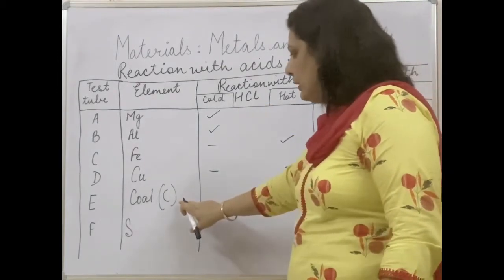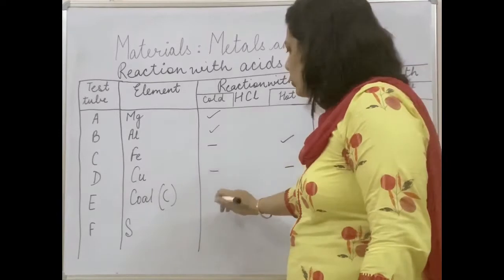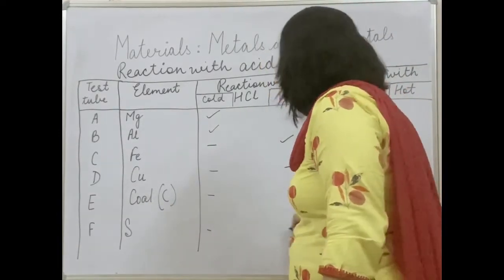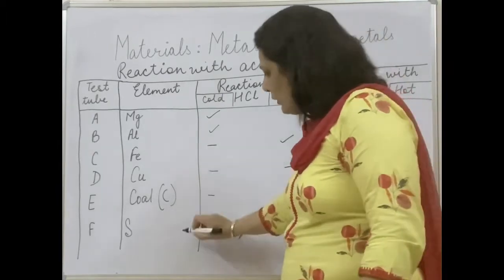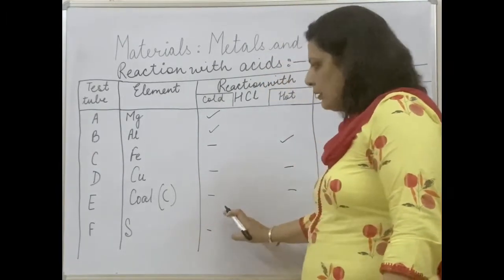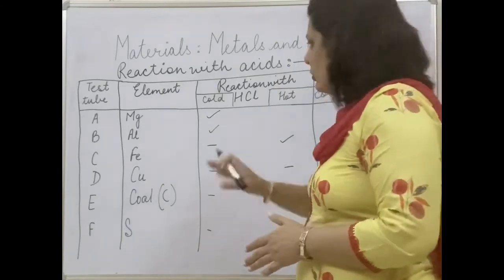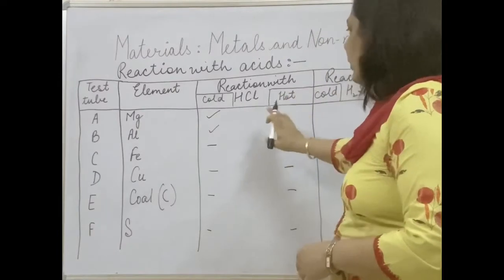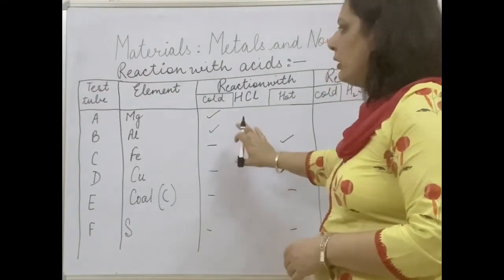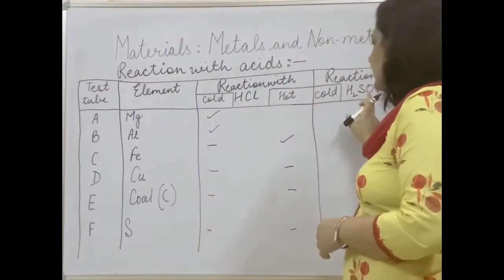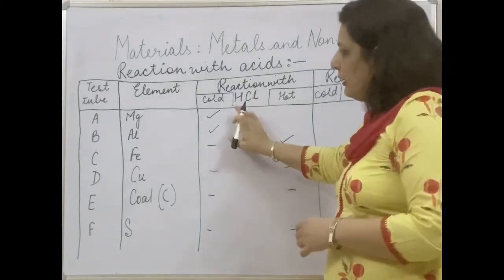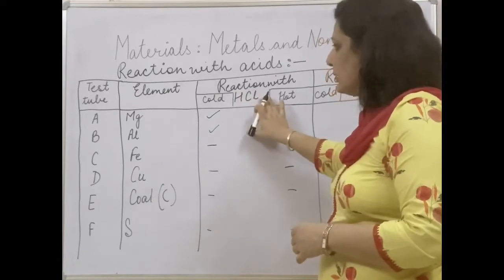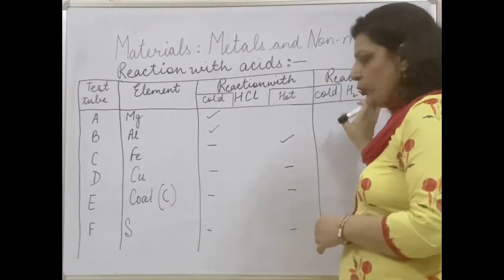Then we have coal. Now coal will show no reaction. Sulfur again will show no reaction. So these two will show no reaction. That means there is no non-metal which reacts with dilute hydrochloric acid. Okay. Then when I have tried with this, I will now switch to another acid to check whether my results which have come out with the dilute hydrochloric acid are the same as with dilute sulfuric acid.